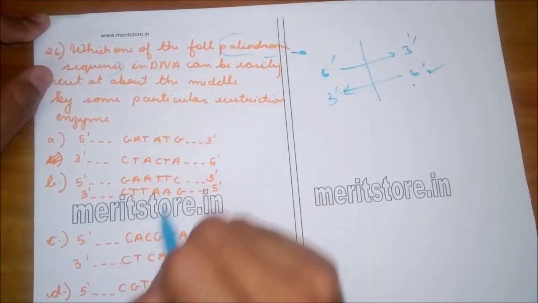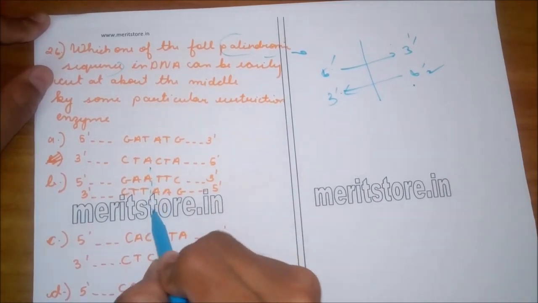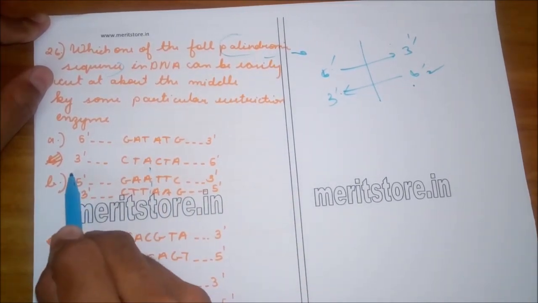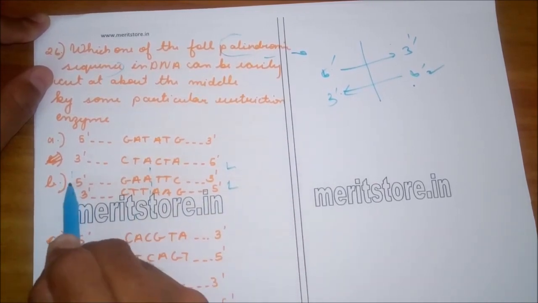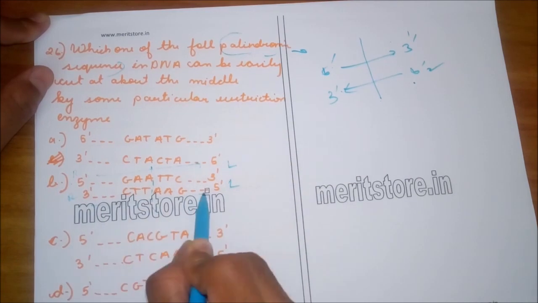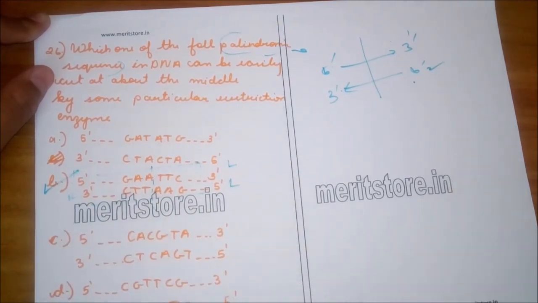So here in the given options you can see that option B, when we cut it in the middle, reads the same from right to left and from left to right if read by a restriction endonuclease enzyme. So option B is the correct answer.